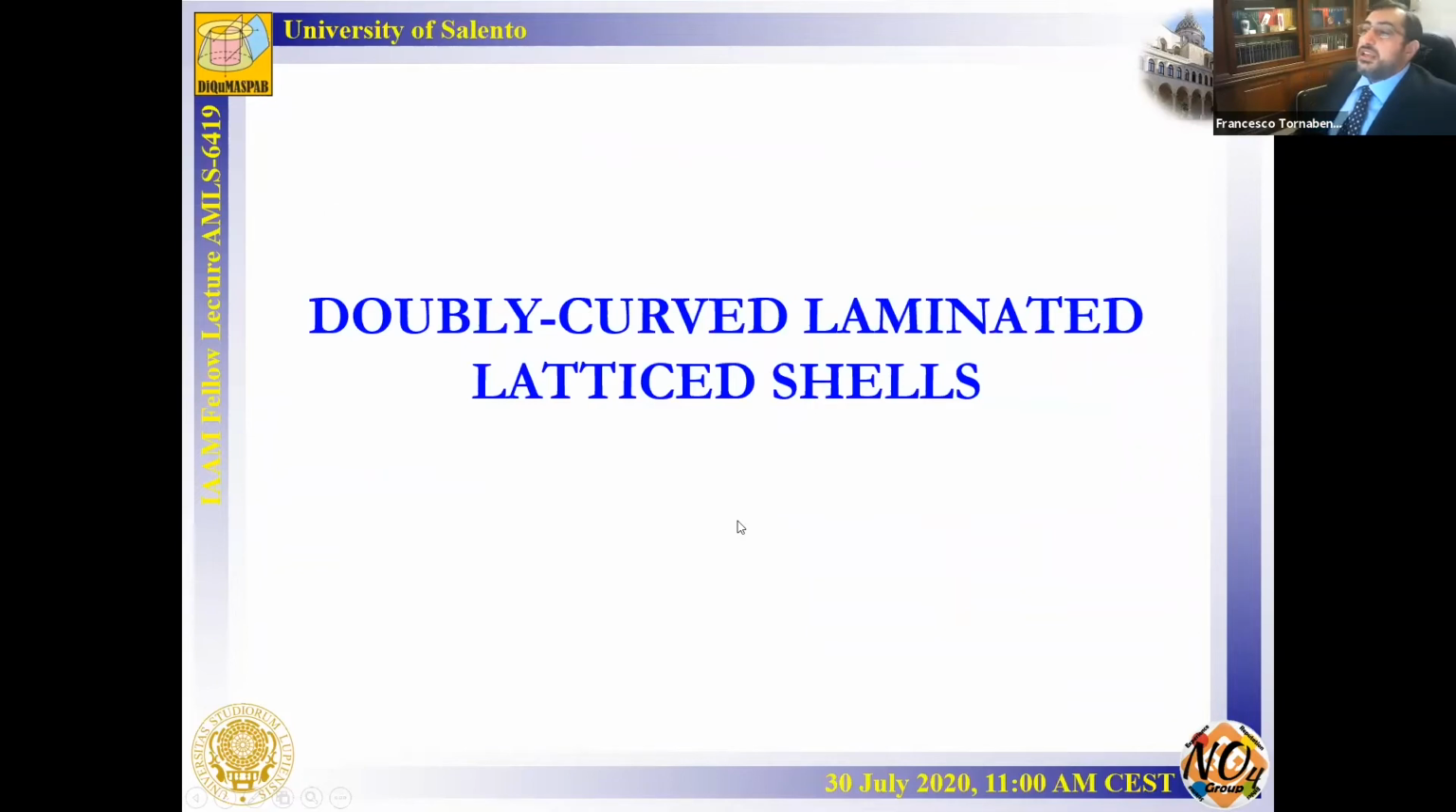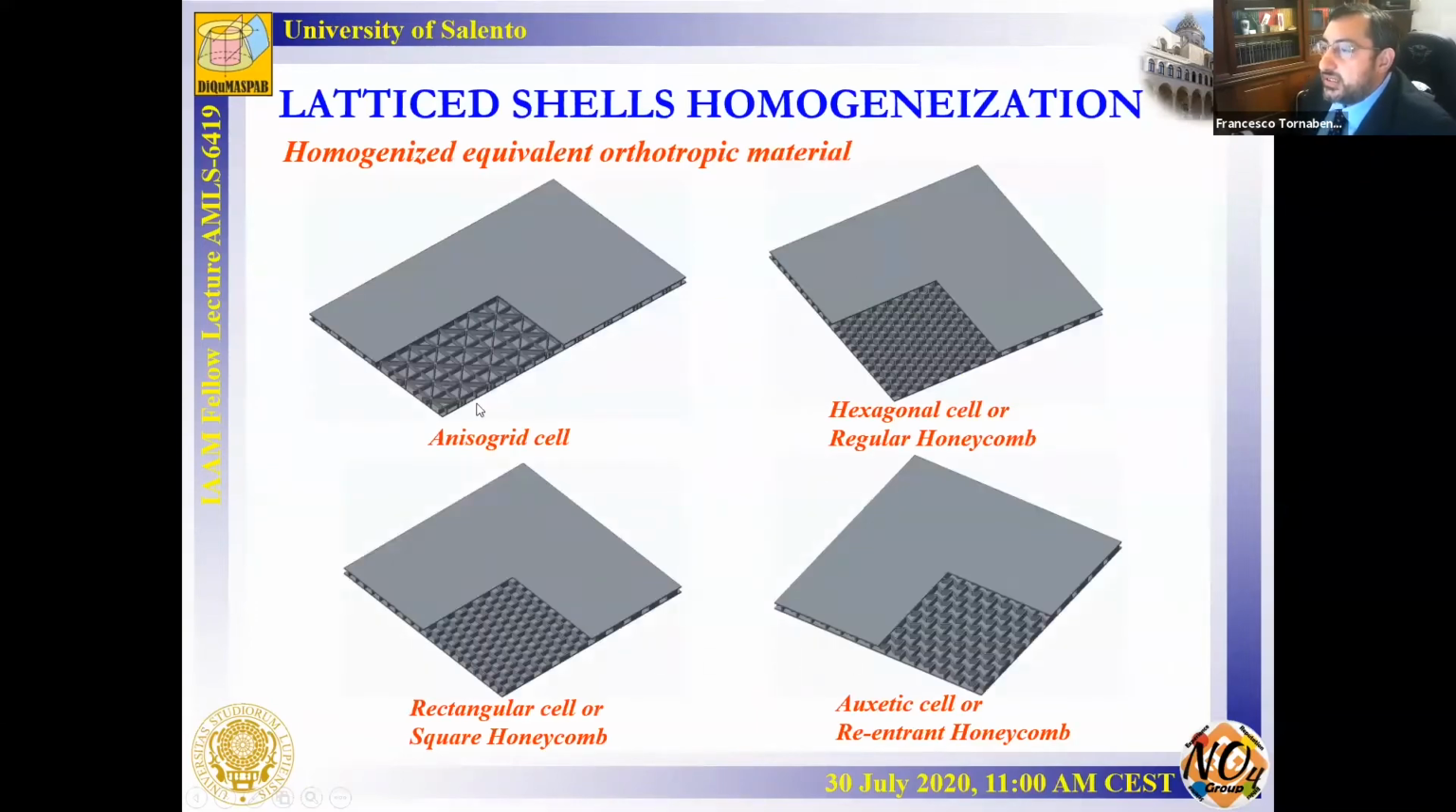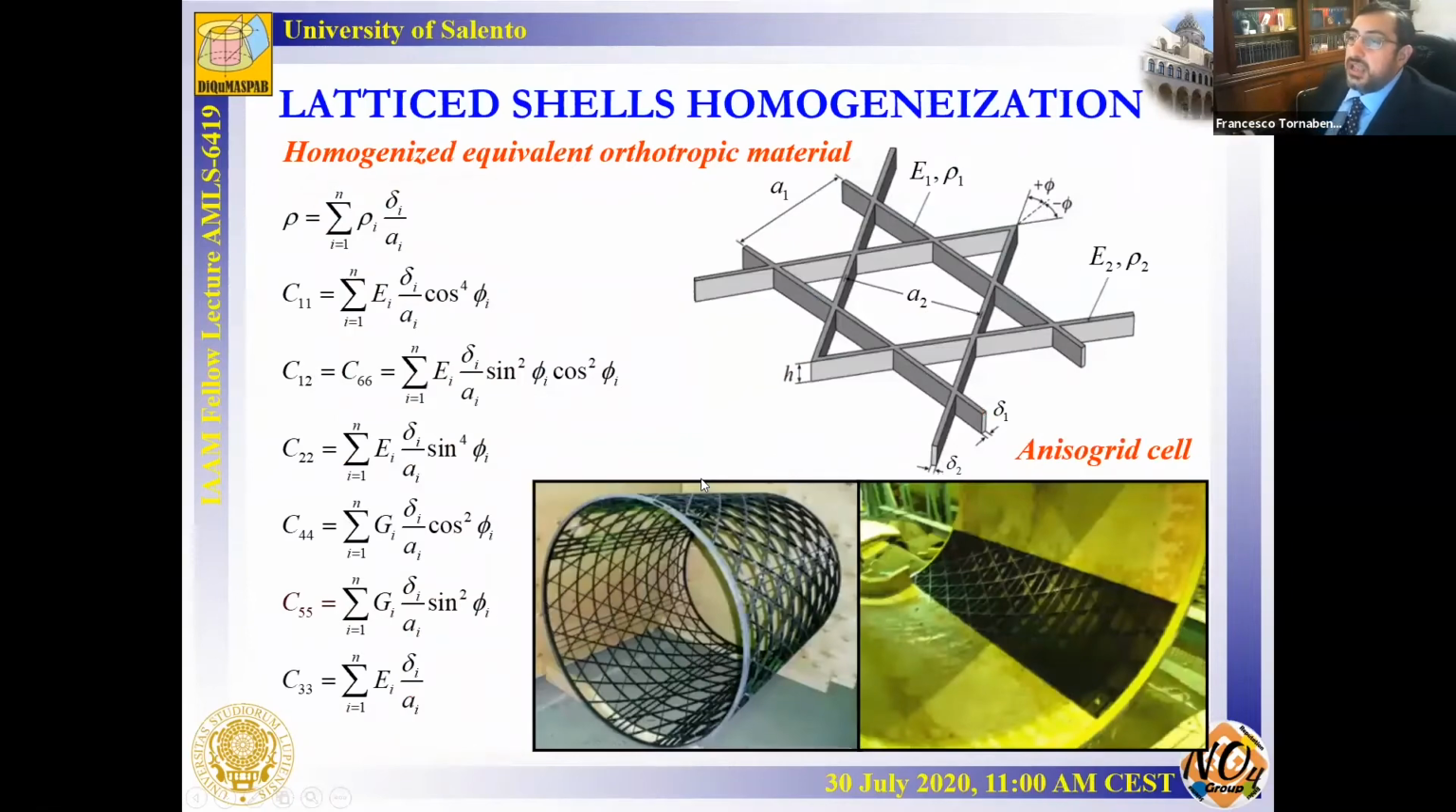After that, I want to speak about some complicated material, in particular lattice shells. I have considered different kinds of cell, and in particular, for example, I have a sandwich panel with the core made of an isogrid cell, hexagonal cell or rectangular honeycomb, a rectangular cell or square honeycomb, and auxetic cell or re-entrant honeycomb. And for the first case, I have reported here the mechanical properties that I have used to homogenize and to obtain the orthotropic materials.